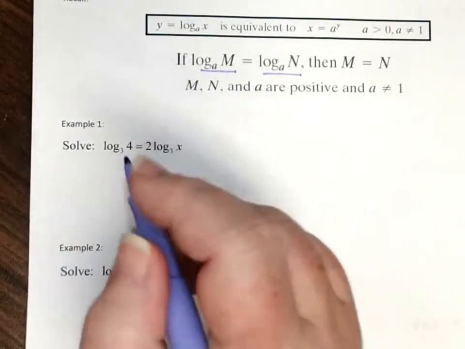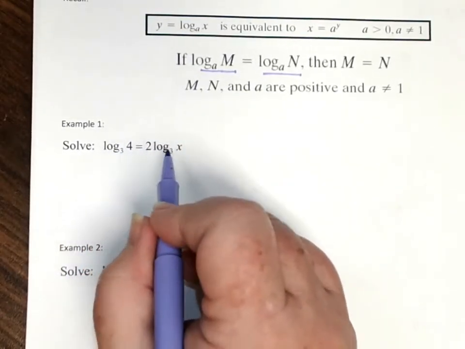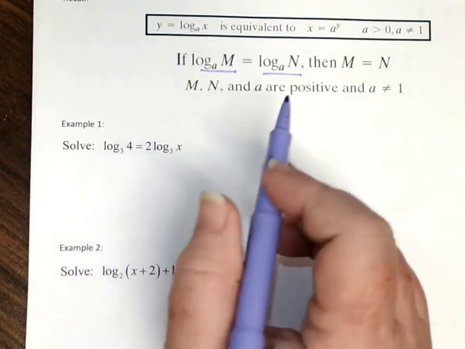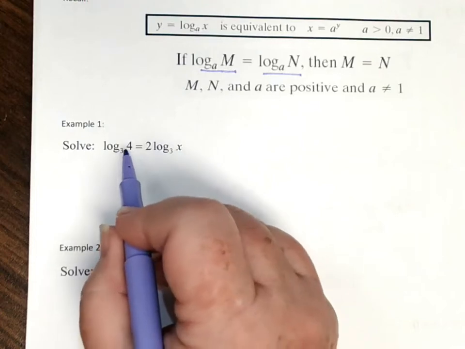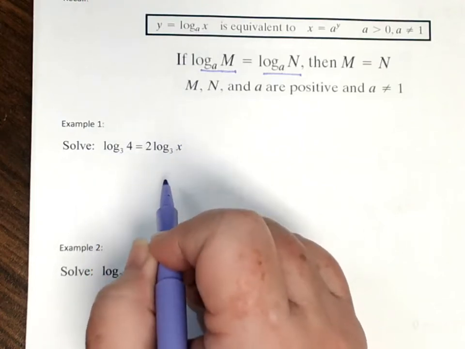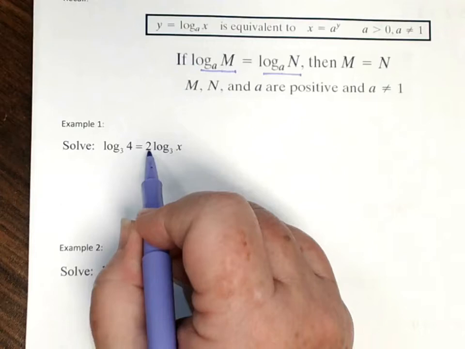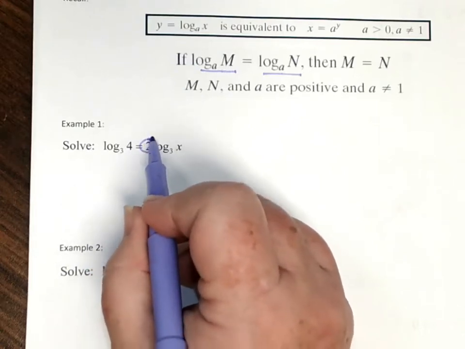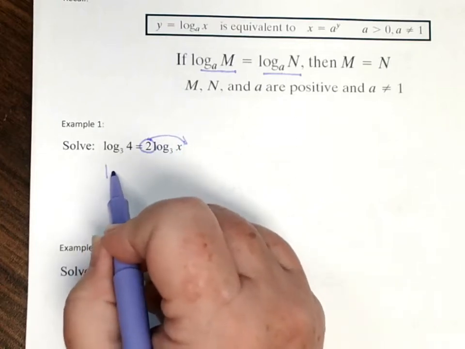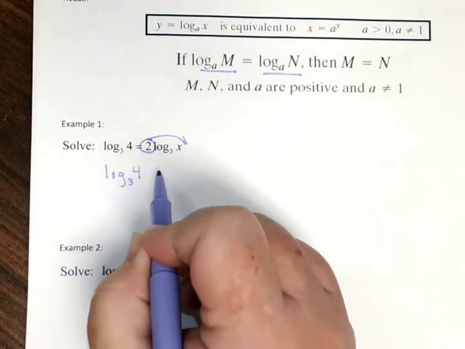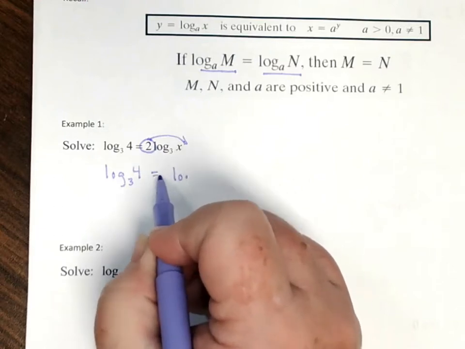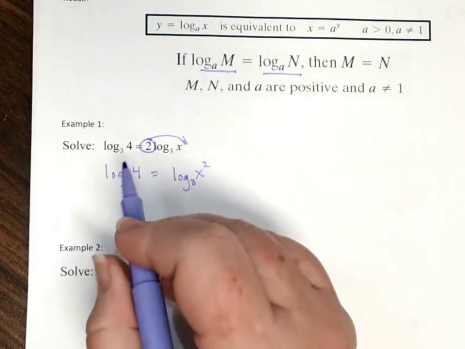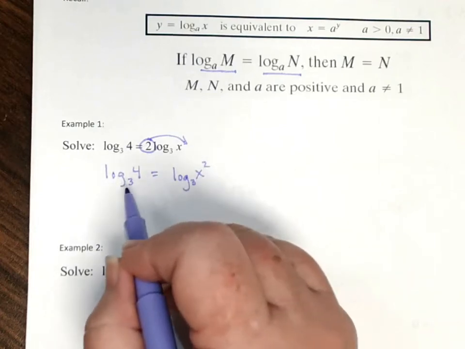Okay, so let's take a look at this problem. We have two bases. They are equivalent bases. If this number 2 was gone right there, we could use this property and say that 4 equals whatever we have for this argument. The problem is that 2. So think back to section 5.5. What did we do with that 2? Well, we throw it up as an exponent. So I'm going to write log base 3 of 4 is equal to log base 3 of x squared.